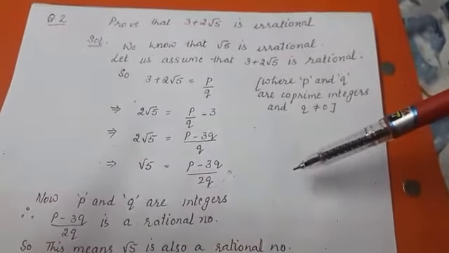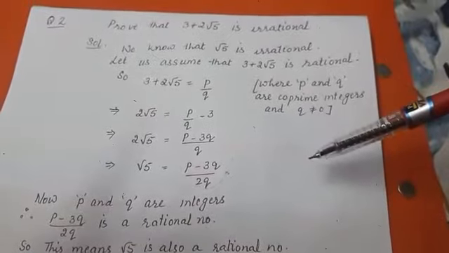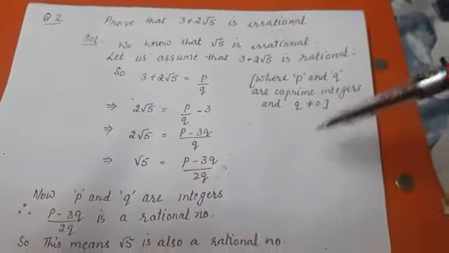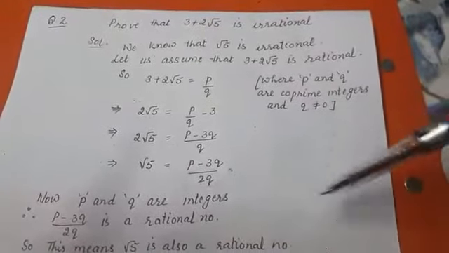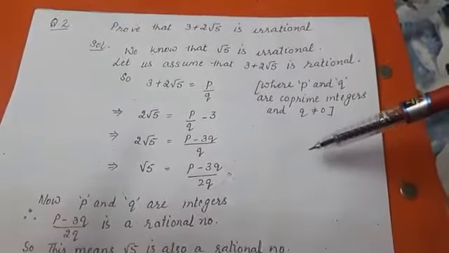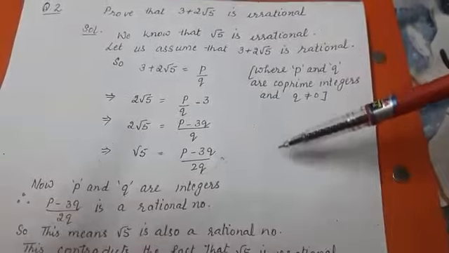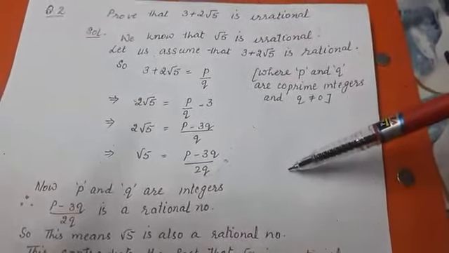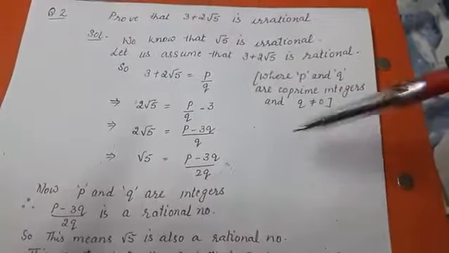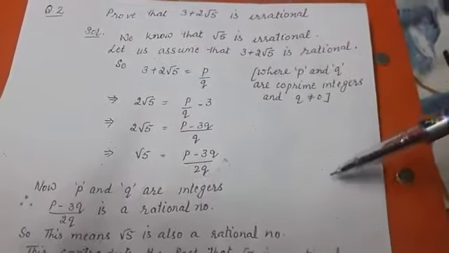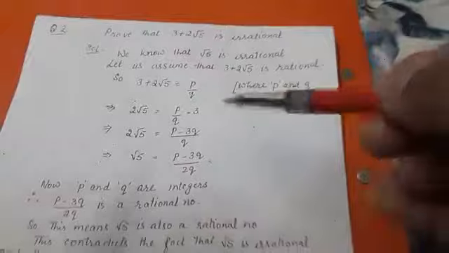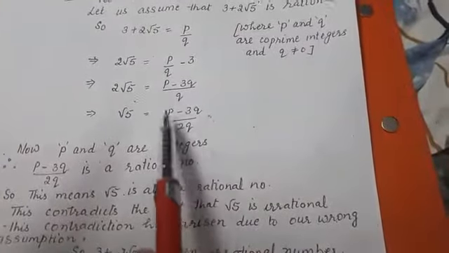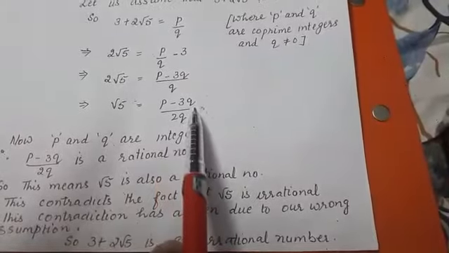But let me tell you children, division is not closed. When you divide two integers, you may get an integer, you may get a rational number also. For example, when you divide 2 and 3, you get 2 upon 3, which is not an integer. It's a rational number. So, it is not closed for division. Okay. So, here P and Q are integers. So, P is an integer, Q is an integer.